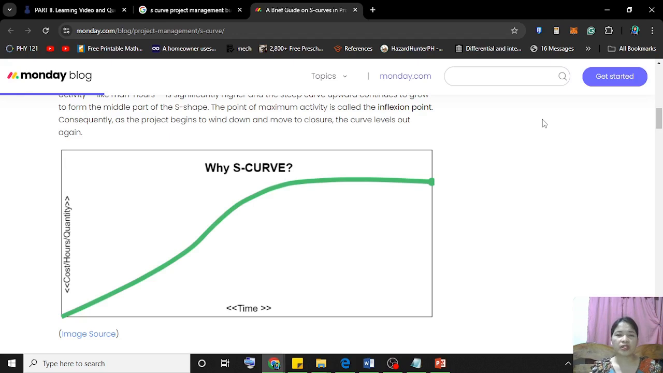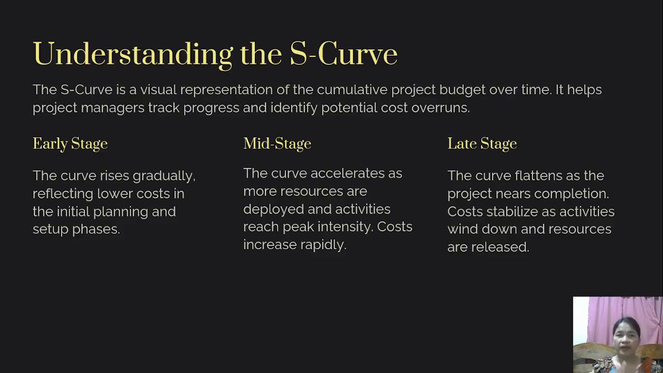So to give you the picture of what is S-curve, so basically this is your S-curve. You have your time and your cumulative project budget. So this is the early stage, this is the middle stage, and this is the late stage. So the early stage of the curve gradually rises. It reflects the lower cost in the initial planning and setup phases. And the mid stage, the curve accelerates as more resources are deployed and activities reach peak intensity.